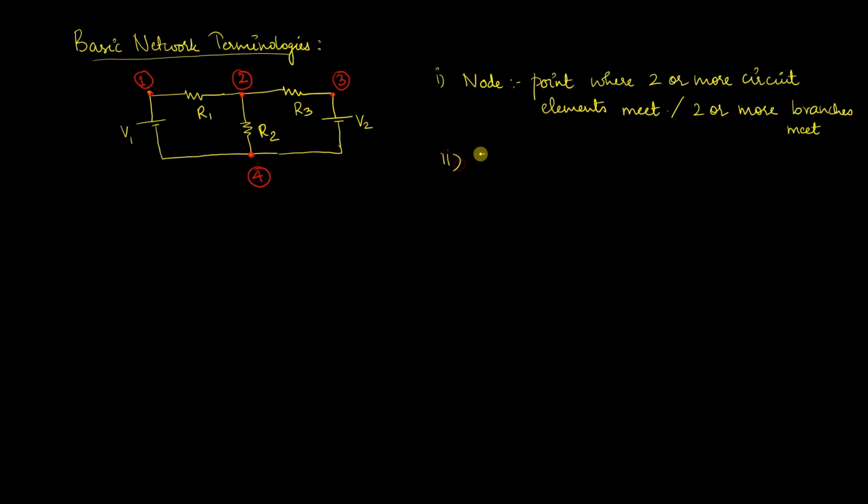Let us look into the second definition, which is a junction. A junction basically is a point where 3 or more elements meet. So there is a difference between a node and a junction. In a node it is 2 or more circuit elements, whereas here it is 3 or more circuit elements. The same definition can be given in terms of branches as where 3 or more branches meet becomes a junction.